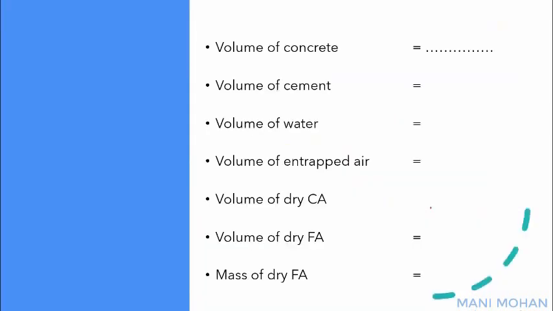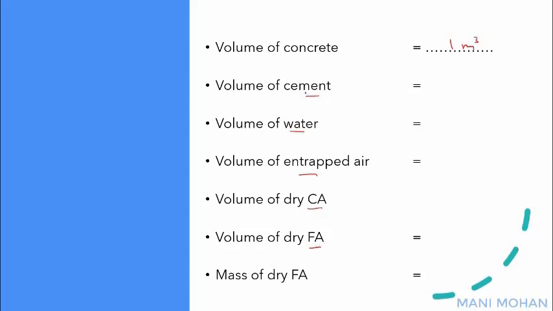Now we'll be computing the mass of dry fine aggregate. We have computed mass of cement, water and coarse aggregate for 1 meter cube of concrete. So the volume of concrete considered is 1 meter cube. Now we would like to know how much volume is being occupied by cement, water, entrapped air and coarse aggregate, so that we can compute the volume of dry fine aggregate.